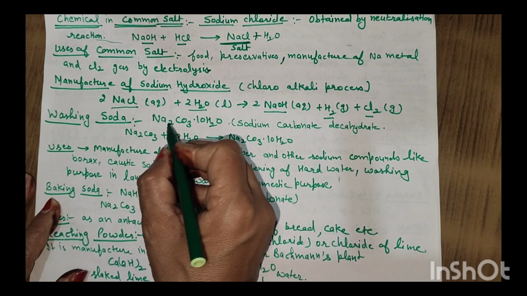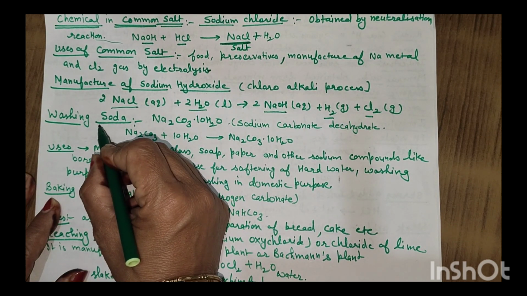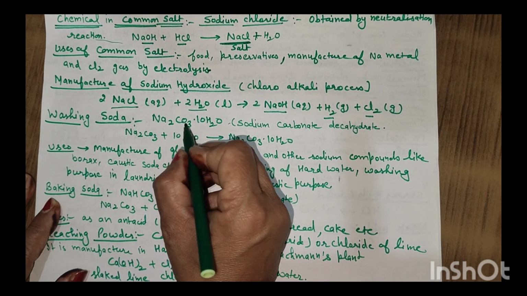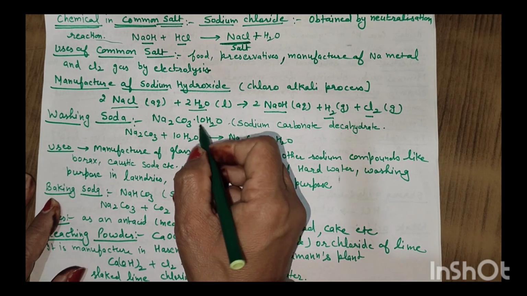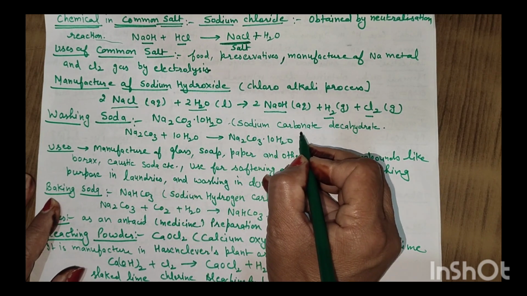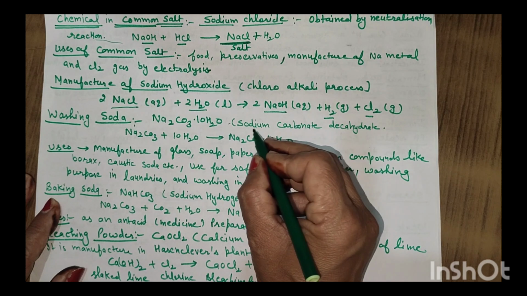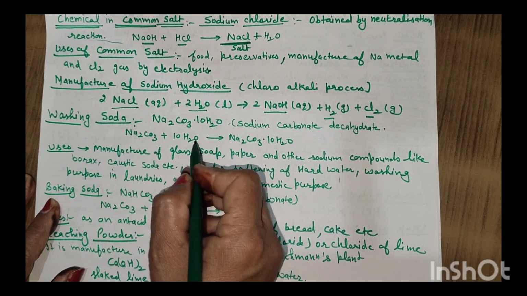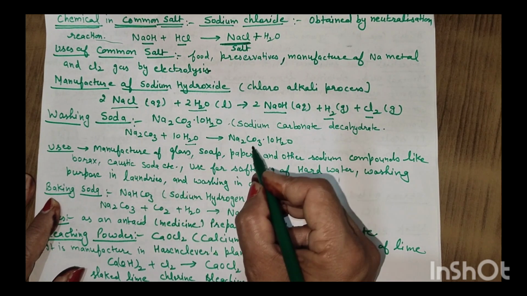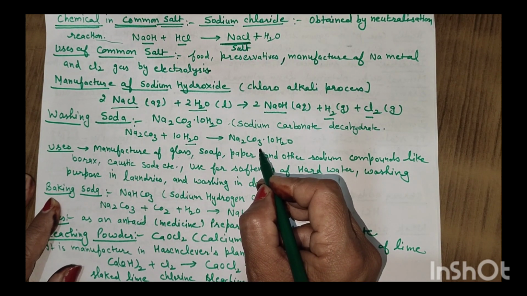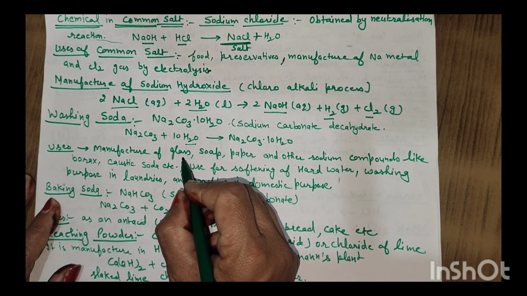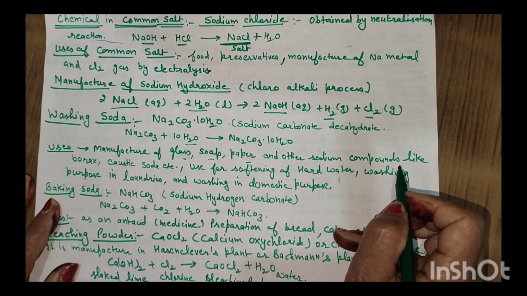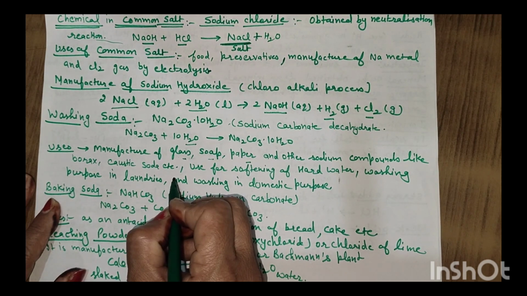Now the next common salt is washing soda. The common name is washing soda, and the chemical formula is Na2CO3, and the chemical name is sodium carbonate decahydrate. When sodium carbonate mixes with water molecules, it forms washing soda, and it is used in the manufacture of glass, soap, paper and other sodium compounds like borax, caustic soda, etc.